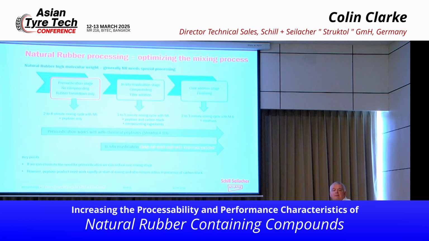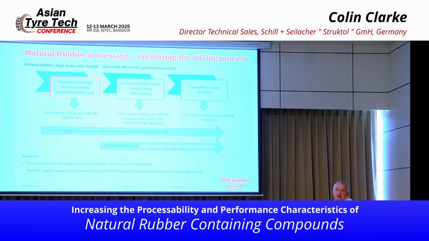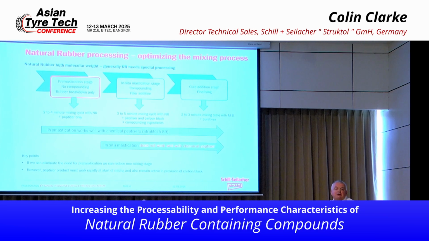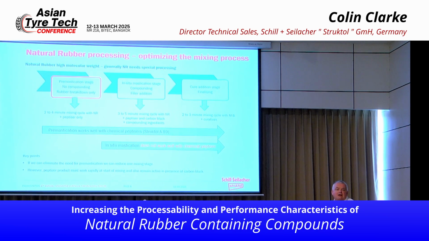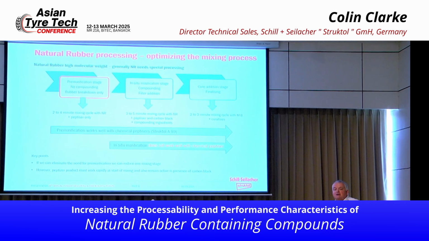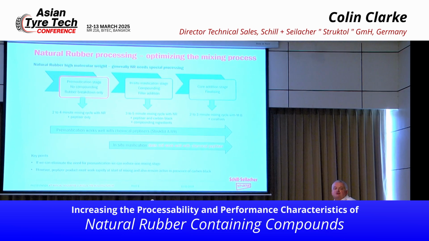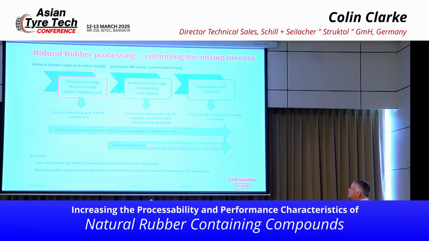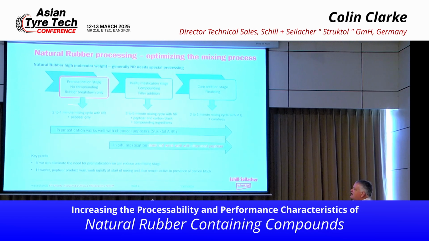So we put rubber in our mixers, we masticate, we break the natural rubber down, we move it then out of the mixer. At this point, we did no compounding. We just did rubber breakdown. We might add a little bit of filler, but essentially we didn't blend with polymers. We didn't do anything to move that compound towards the next stage. And then we have subsequent stages: compounding, filler addition, and cure addition, finalizing. Generally, we would use conventional peptizers in this stage, a couple of minutes, maybe minimum, to break the natural rubber down.